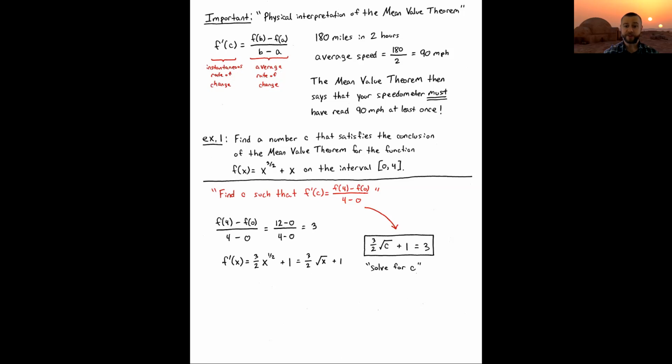And we calculated a little bit earlier, the slope of our secant line came out to 3. So what we need to solve now is this equation, 3/2 times the square root of c plus 1 equals 3. And we end up solving that for c to satisfy the conclusion of the mean value theorem. At this point, we basically just have an algebra problem. Pause the video and give an attempt at solving this for c.